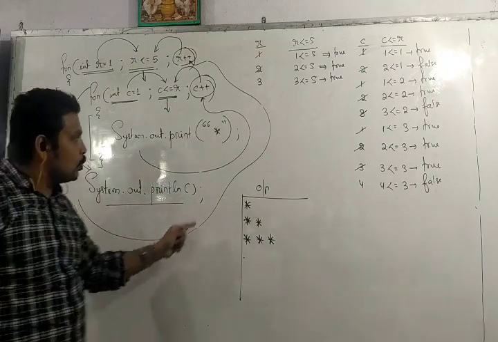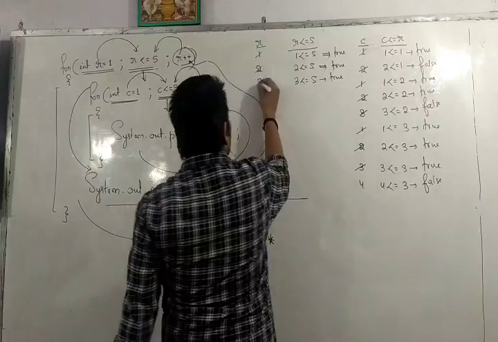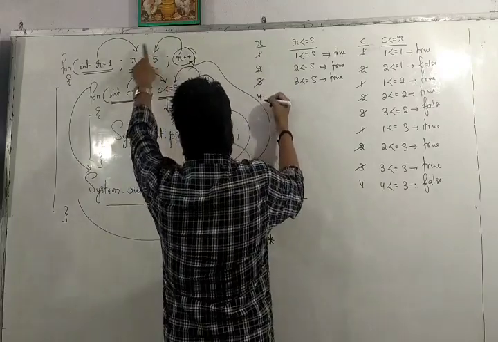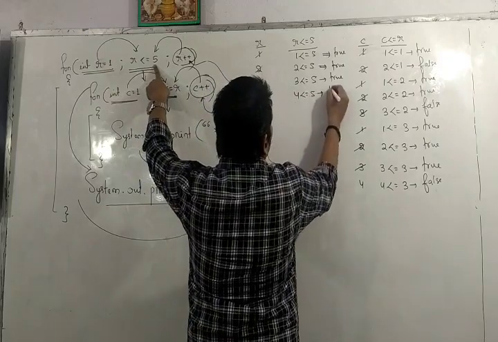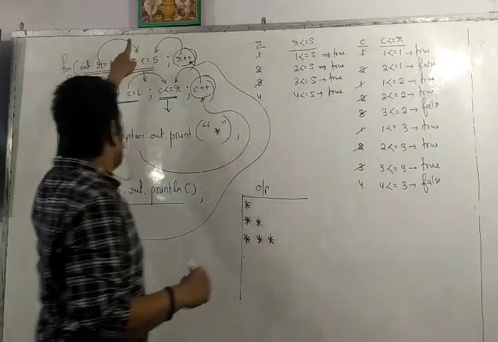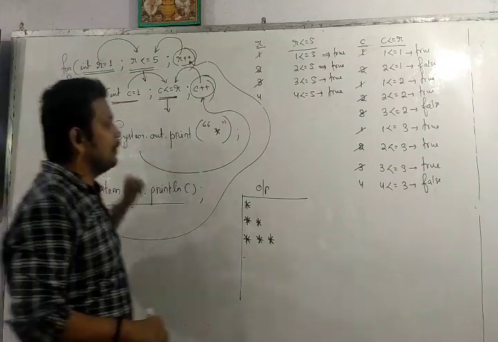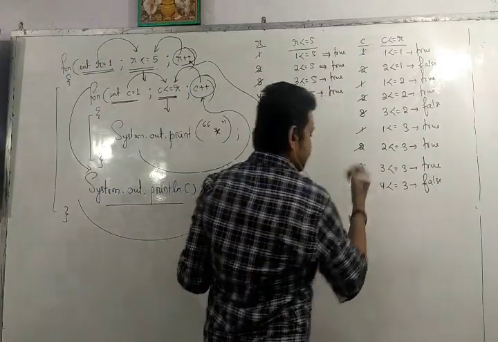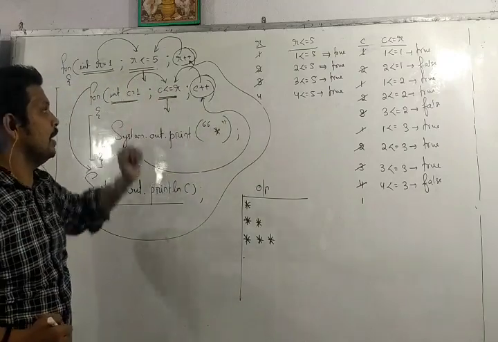Then again the control will go to the updation expression of the outer for loop, R++. So R++ is 4. Then it will be tested. R is less than equal to 5. 4 is less than equal to 5. The answer is true. Yes. So again the control will go within the body of the outer for loop and C value will start from 1 once again.